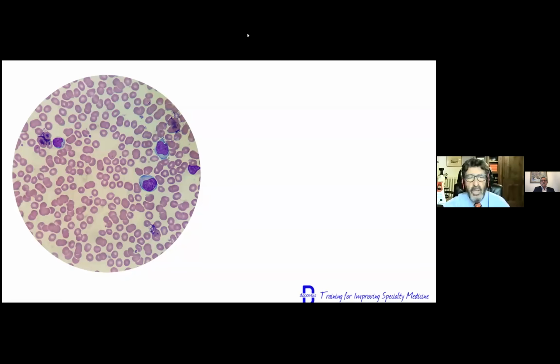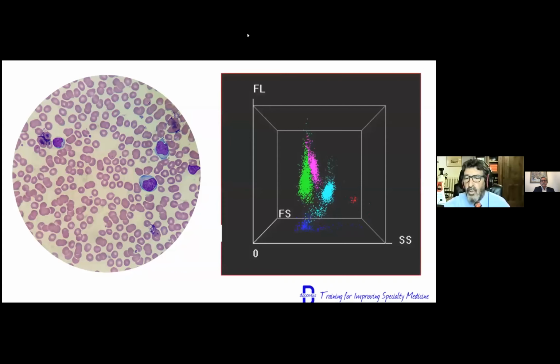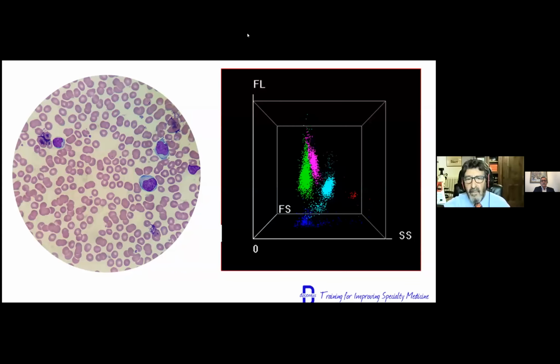The diff scattergram here is quite evocative in the early stages of the disease. The green cluster of lymphocytes extends along the FL axis of the increased nucleic acid content, showing an elongated drop shape.